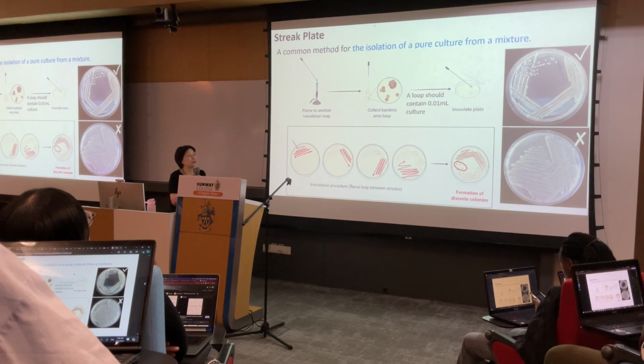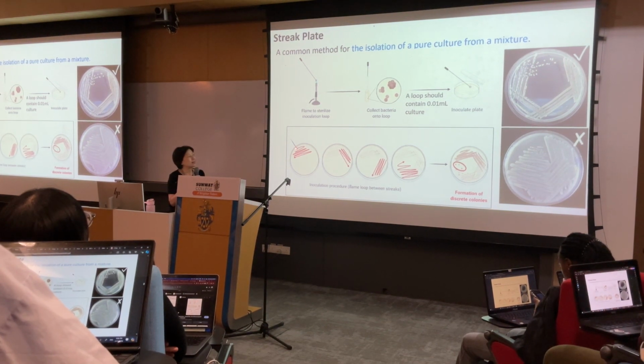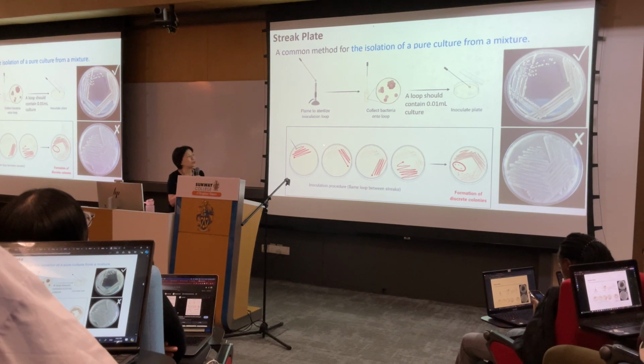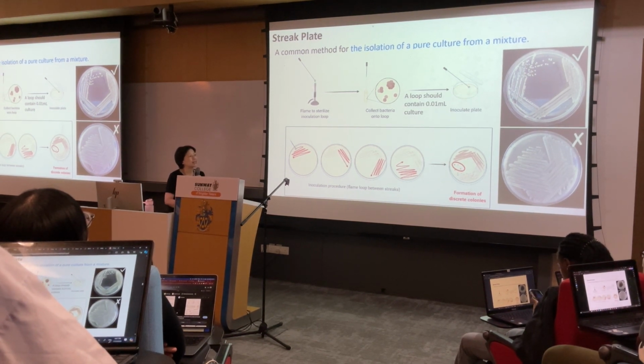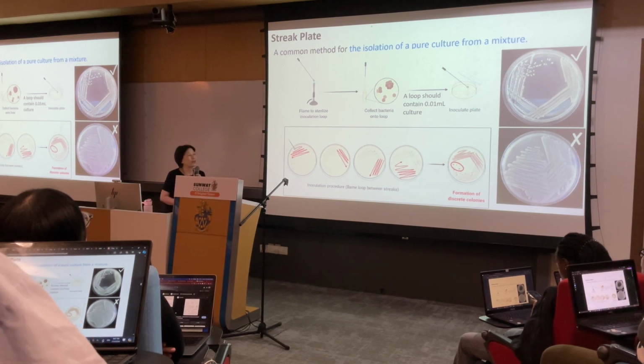And why do some people not get this? It is very likely that the person didn't flame the loop in between each inoculation. Therefore, you must remember to flame your loop in each inoculation in order to get a single colony. So the single colony is important, we can isolate this one for further study.